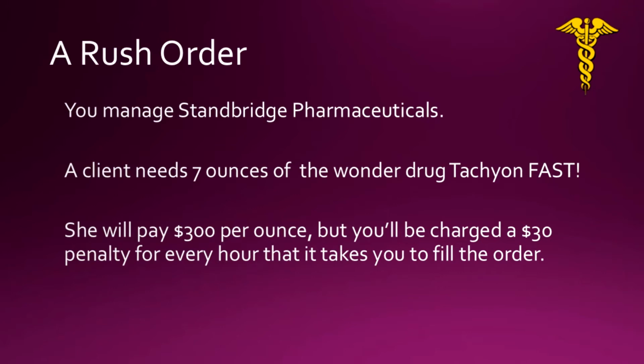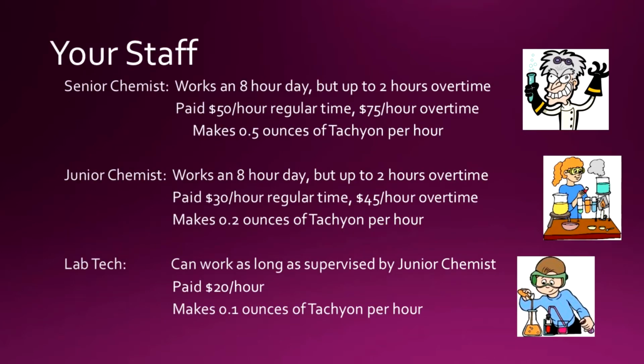Based on 3 chemists that can work for you. The senior chemist works 8 hours per day, but can work up to 2 hours overtime. He gets paid $50 per hour for regular time and time and a half, $75 per hour for overtime. But he can crank out a half an ounce of Tachyon per hour. The junior chemist also works an 8-hour regular day and also works up to 2 hours of overtime. She only is paid $30 an hour for regular time, but also gets time and a half for overtime, $45 per hour. She's not as fast as the senior chemist. She can only make 0.2 ounces of Tachyon per hour.